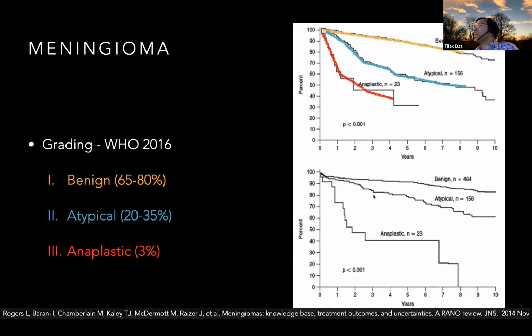And this is shown quite nicely in this data, which shows progression-free survival in the top survival graph. So a clear difference between the three types, and overall survival. And anaplastic meningiomas have a pretty poor prognosis and a very high chance of recurring. They can be very difficult to treat for that reason.